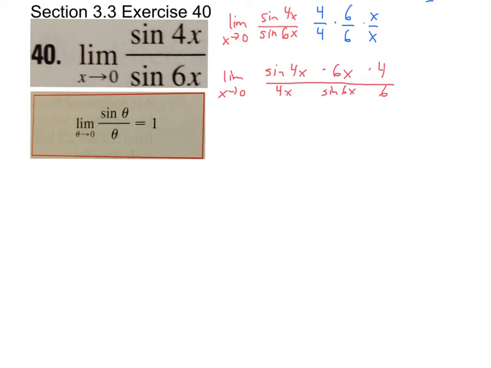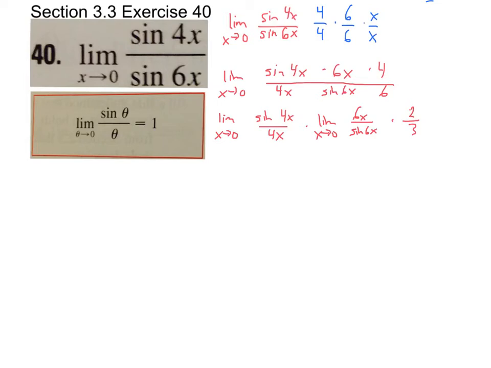And since we have continuous functions here, we can rewrite this as the limit as x approaches 0 of sine of 4x over 4x, times the limit as x approaches 0 of 6x over sine of 6x, times 4/6. We can divide both of those by 2 and get 2/3.